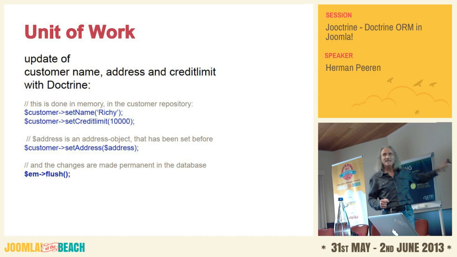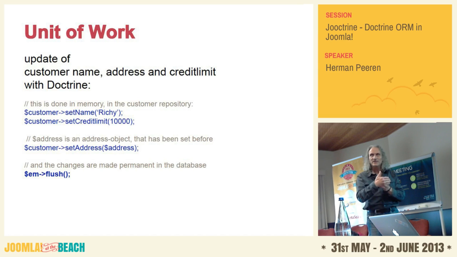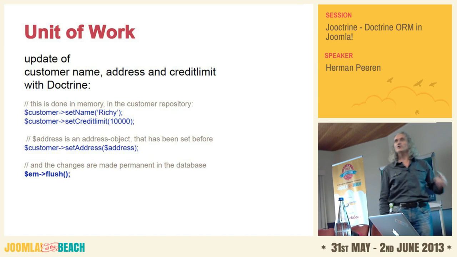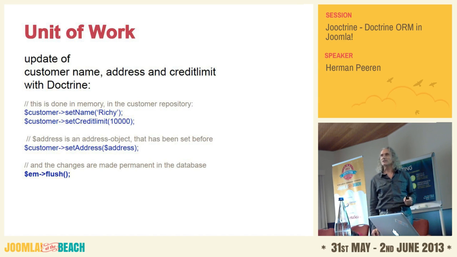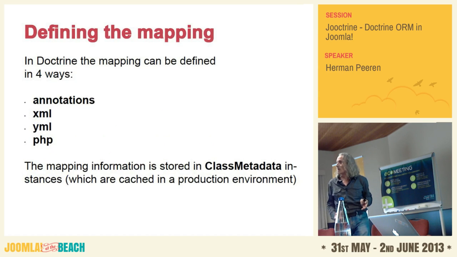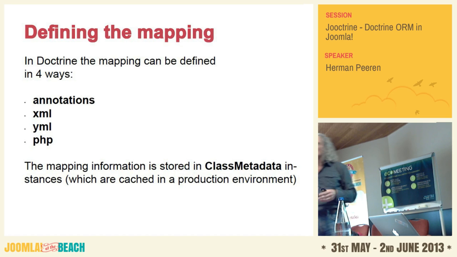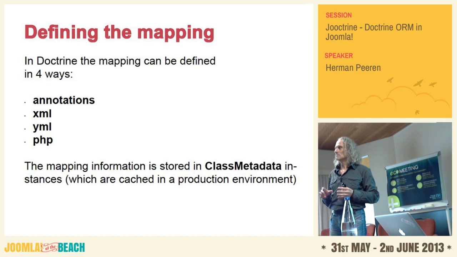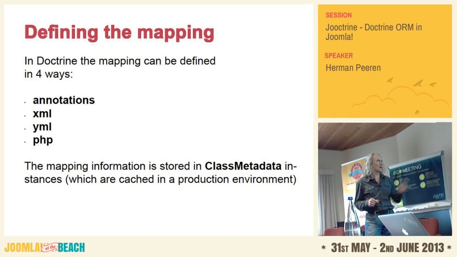And then you say to the entity manager, and the entity manager in Doctrine is the interface to the mapping layer, you say to Doctrine, flush the whole thing to the database and use the mapping I defined for it. So you have to define the mapping first. In Doctrine, the mapping is defined in an object, a metadata object, called the class metadata object.